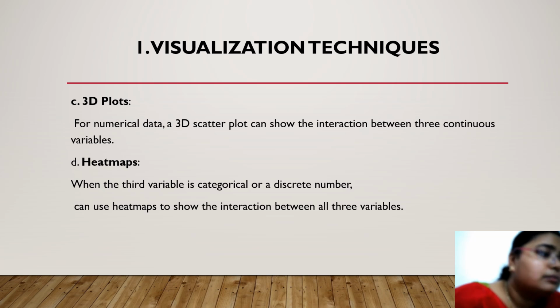Next is the heat map. In the heat map, the third variable, whether it's categorical or discrete number, it also shows the interaction between all the three variables. That is, the connection between all the three variables are also shown in heat maps.